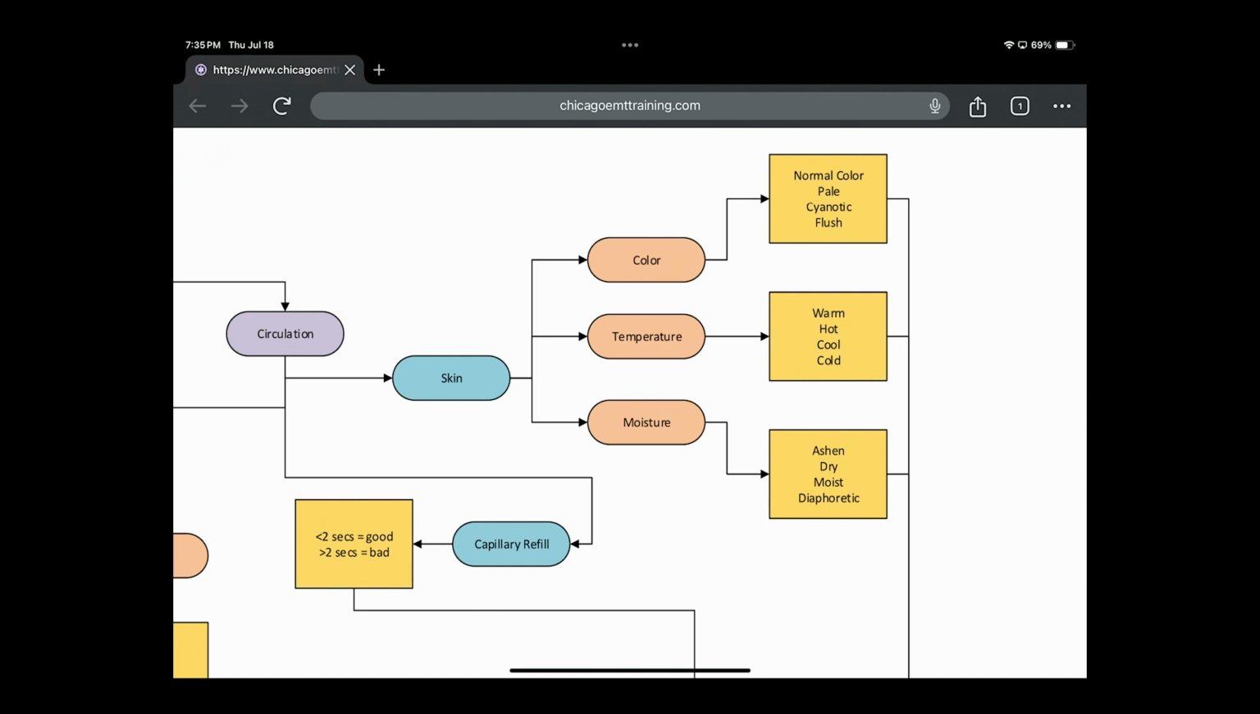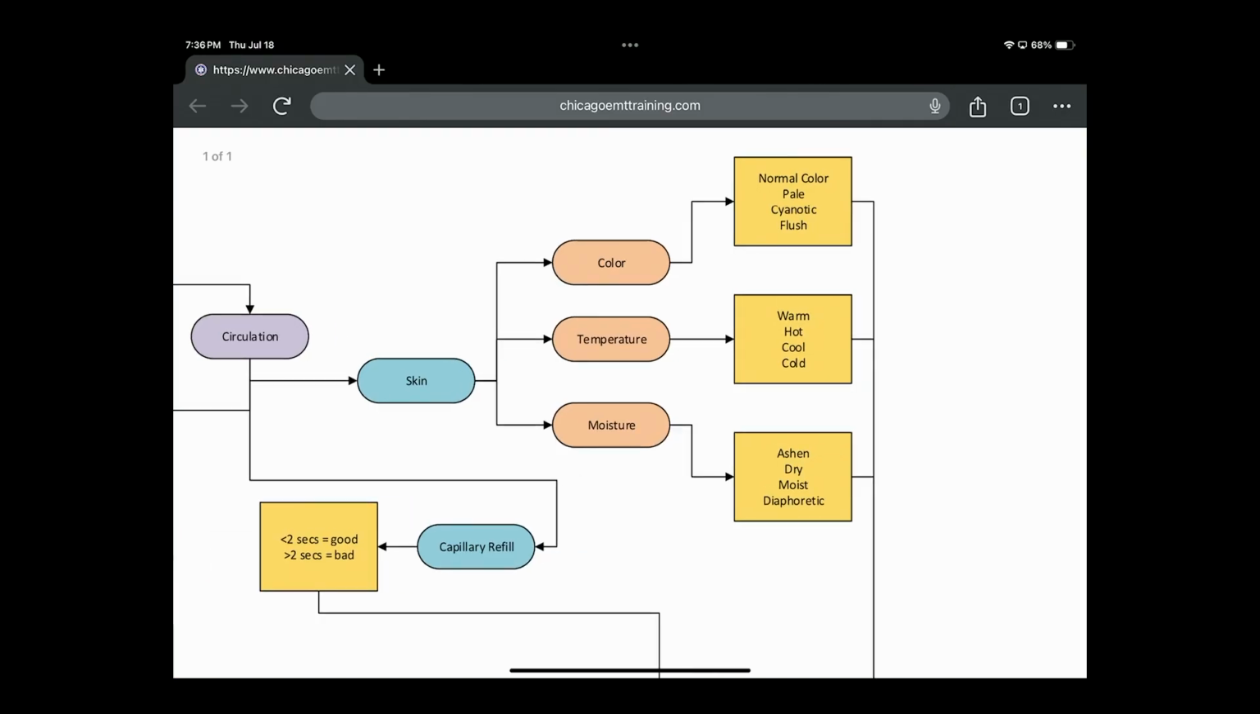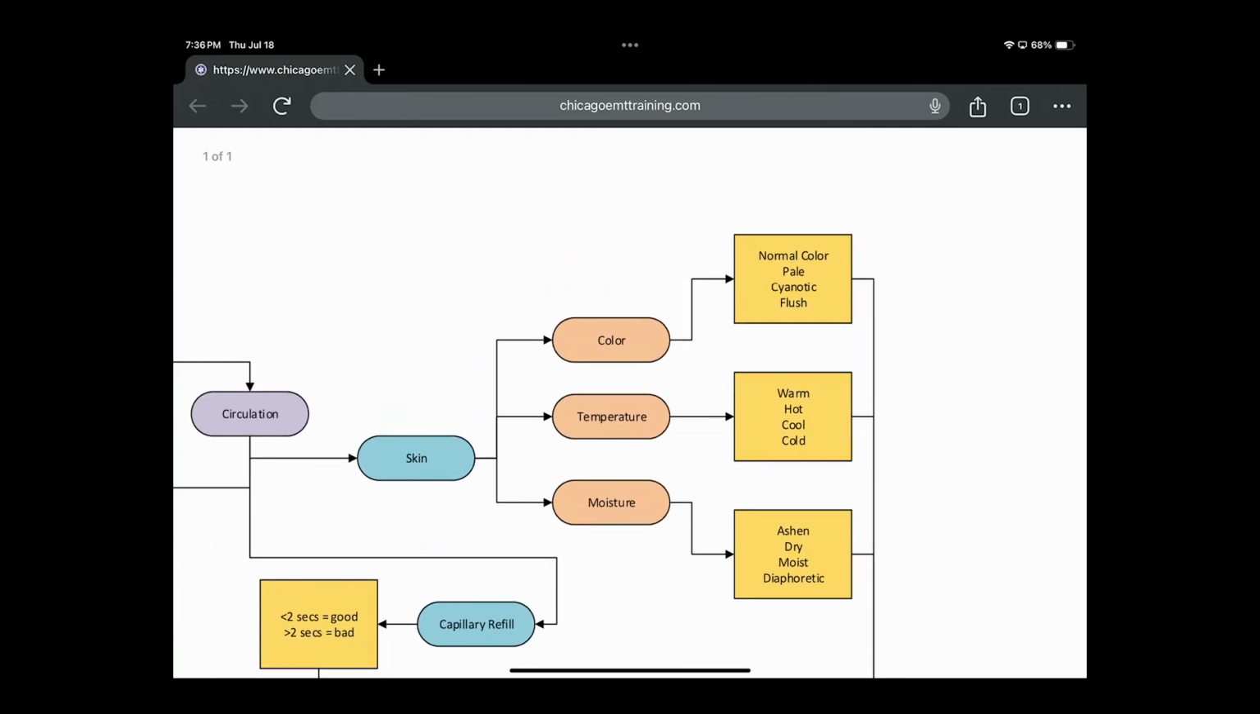If you were to move on to skin, once again, try to get into a rhythm of looking for color, temperature, moisture. Right? And if it's hard for you to remember that, then think of some of the abnormal skin parameters like pale, cold, diaphoretic, or the normal skin parameters, pink, warm, and dry. Right? So pink is the color, warm is the temperature, and dry is the moisture. So some of the options that you might get under color: normal color, pale, cyanotic, flush. Under temperature, warm, hot, cool, cold. Under moisture, ashen, dry, moist, diaphoretic.